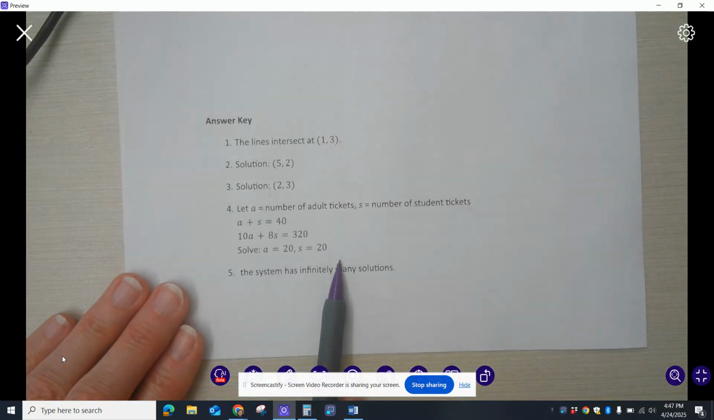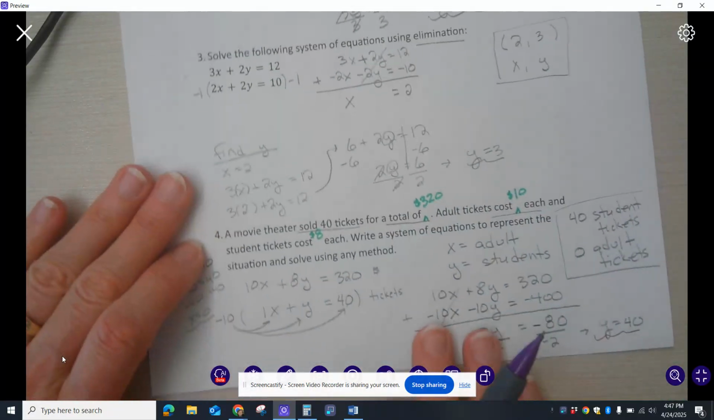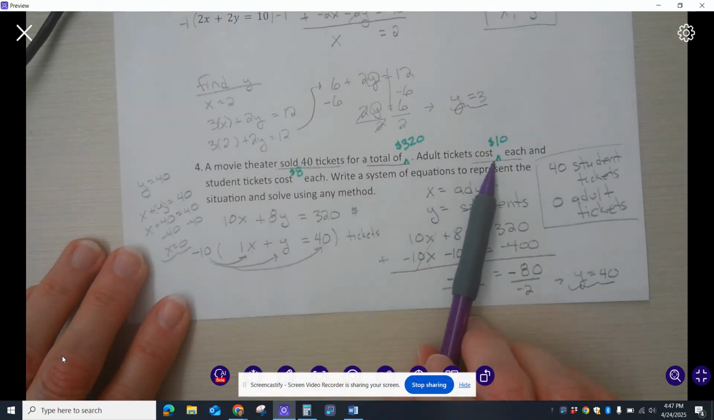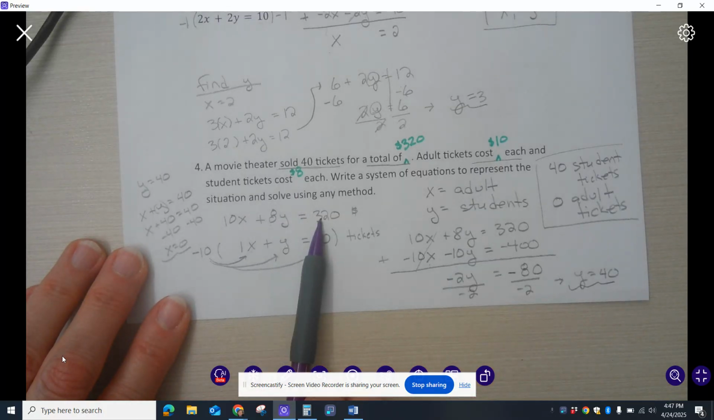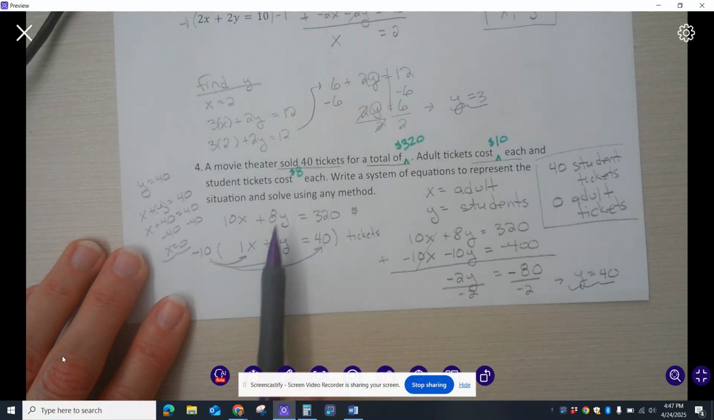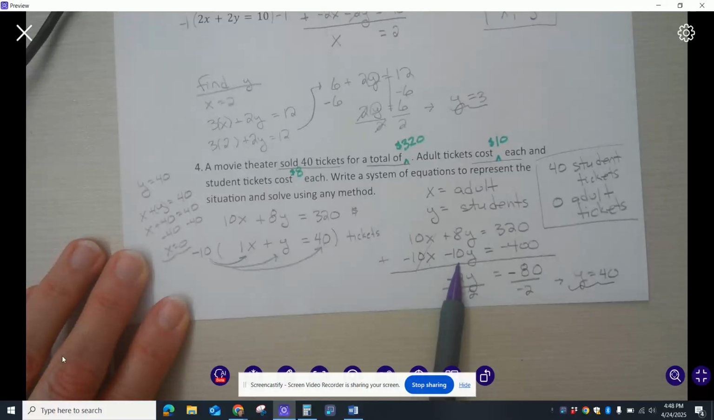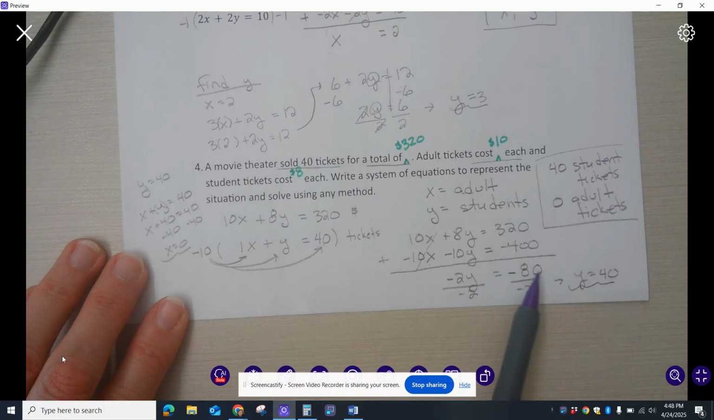All right, check and see if that's what it says on the answer key. Oh, it doesn't. It says 20 and 20. Did I make a mistake somewhere? Let's check. 320. Adult tickets cost 10. Student tickets cost 8. So this is money, money, money. And they sold 40 tickets. Okay, that looks good. I multiplied this by negative 10. Negative 10y. Negative 400. 10 minus 8 is 2. 400 minus 320 is 80. 80 divided by 2 is 40.